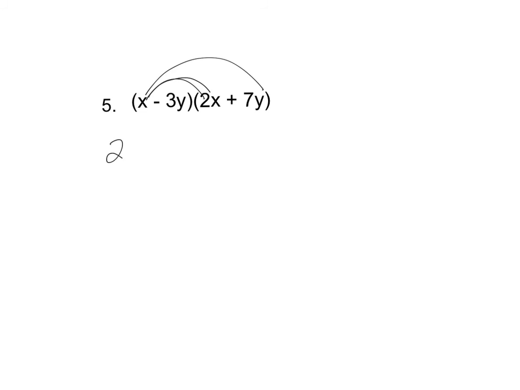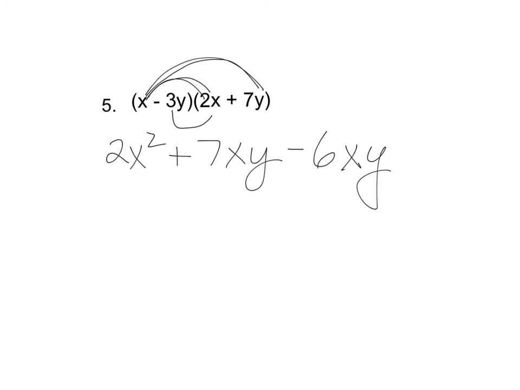So I have x times 2x, which gives us 2x squared, and then I have x times 7y, which would be plus 7xy, preferably the x term comes first. Then we have negative 3y times 2x, so I do the numbers first. Negative 3 times 2 is negative 6, and then I have an xy, so I'm going to put the x term first and the y second. And then I have the negative 3y times the 7y. Negative 3 times 7 gives us negative 21, and then y times y gives us y squared.